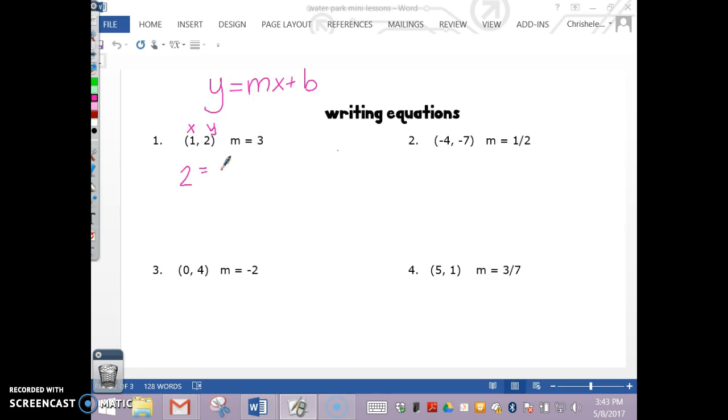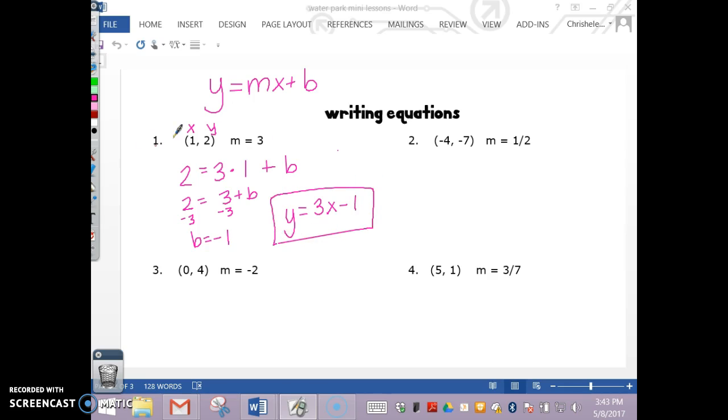Y equals mx plus b. 2 equals 3 plus b. Subtract 3 from both sides. B equals -1. So to write my equation, y equals mx plus b.